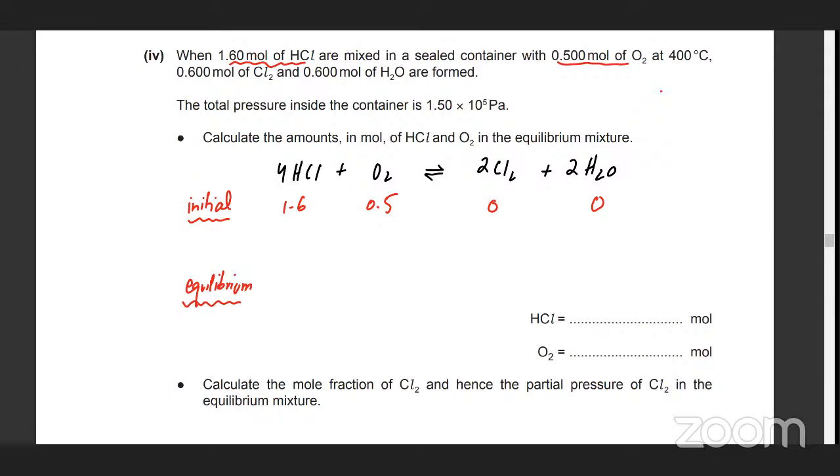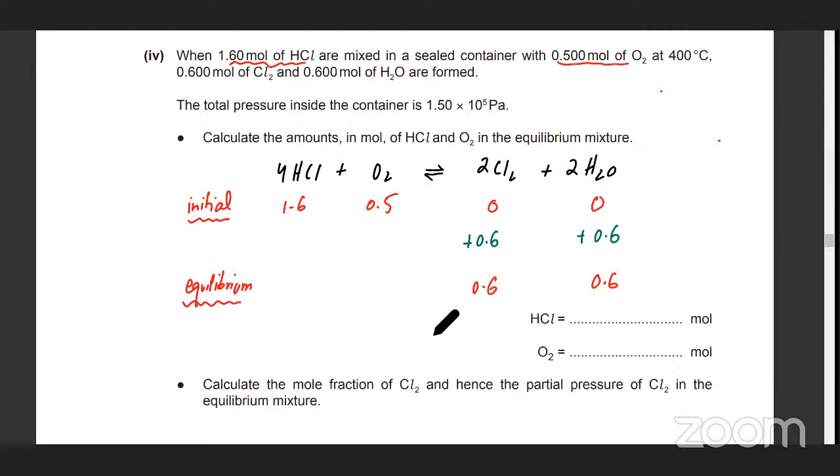The next line states what is formed: 0.6 moles of Cl2 and 0.6 moles of H2O. So you get 0.6 moles of this and 0.6 moles of this. We need to figure out what the rest of the moles are. You started off with 0 Cl2 and 0 H2O, and got 0.6 moles each at equilibrium. That means 0.6 got produced in the reaction, and both were produced in equal amounts because the ratio is the same. If one Cl2 is produced, one H2O is also produced.